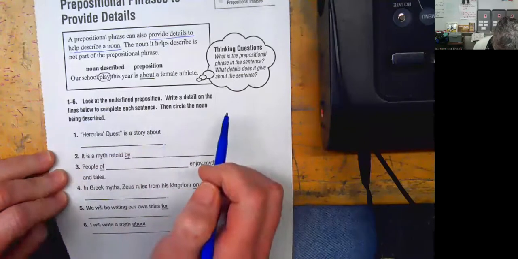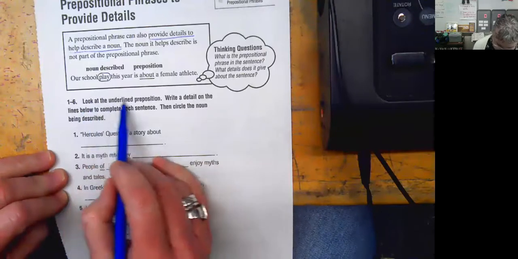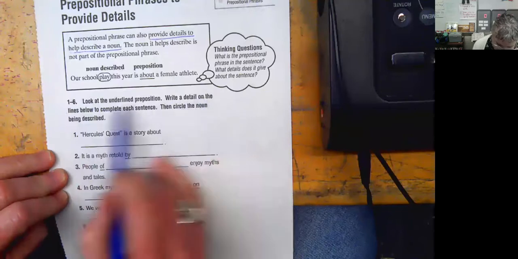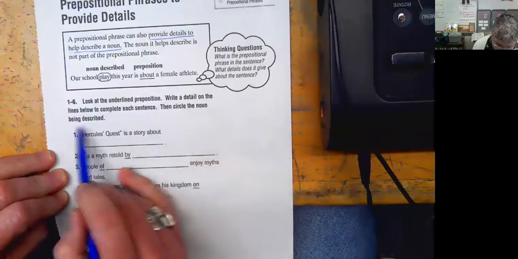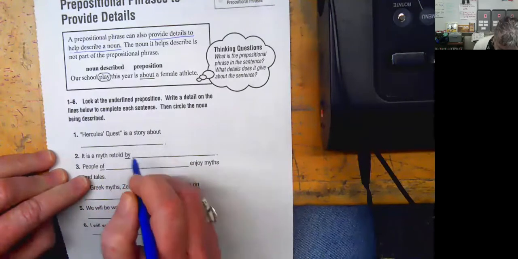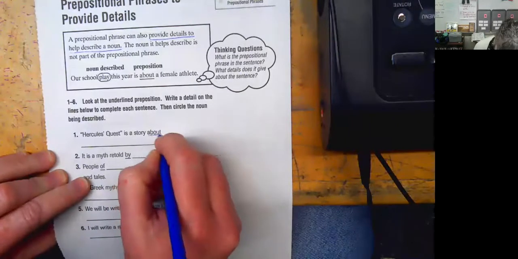This is kind of weird because I'm not seeing an underlined one in the first one. It says, look at the underlined preposition. Write a detail on the lines below to complete each sentence. Then circle the noun being described. So I would say they didn't underline it, but I would say about probably should have been underlined.